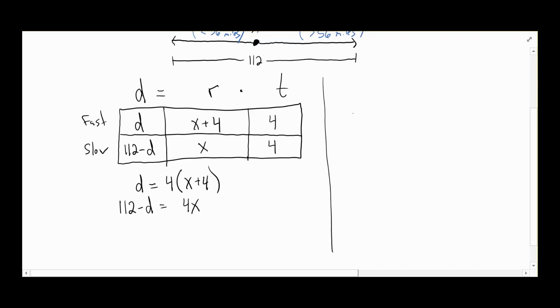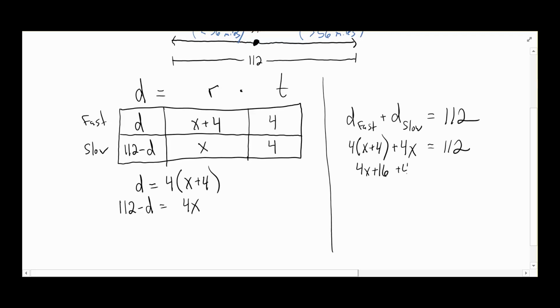Another approach that we could take is we could say, if I take the distance of the fast person and add the distance of the slow person, if I add those together, I get 112. The distance of the fast person is going to be their rate times their time. The distance of the slow person is going to be their rate times their time. And the cool thing about this approach is that this only has one variable in it. So I could go ahead and distribute, then combine like terms, and I may as well subtract the 16 to the other side, and then divide by 8.